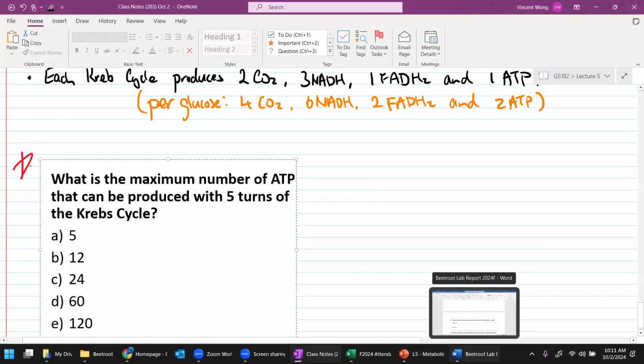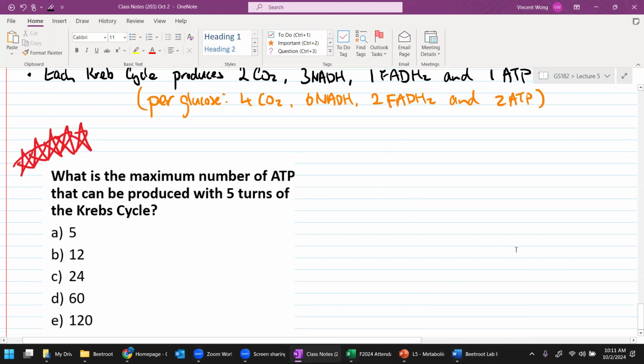This is an important question to understand, okay? There are at least 5 marks associated with this concept on the test. So we have to understand, okay? What is the maximum number of ATP that can be produced with 5 turns of the Krebs cycle? So not just the direct production of ATP, we have to count the energy carrier as well. Because remember, those NADH, those FADH2, they're going to go to stage 4 and they're going to make more ATPs, right? And so if we count all those things together, how many ATPs can we produce?